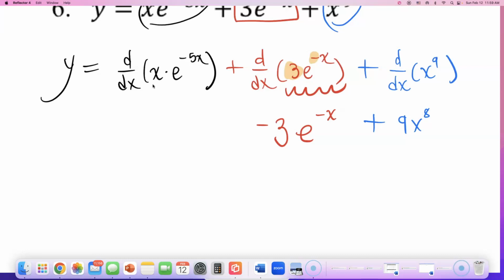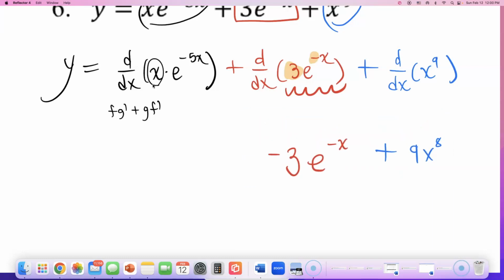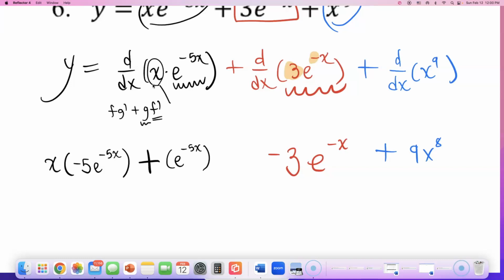So let's see if we can do the product rule without writing out the whole thing, okay? So the product rule goes like first times the derivative of the second plus second times the derivative of the first. So I'll do that down here, okay? So let's start with writing the first. First is x. x times the derivative of the second. What is the derivative of e to the negative 5x power? That is negative 5 times e to the negative 5x power. Plus, second times, second is e to the negative 5x power, times the derivative of the first. Derivative of x is just 1.